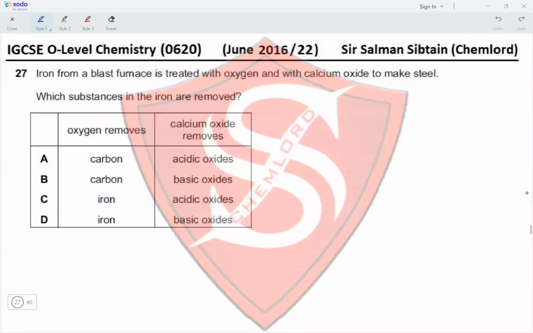Question 27. Iron from a blast furnace is treated with oxygen and with calcium oxide to make steel. Which substances in the iron are removed? When it's treated with oxygen, carbon is removed. That eliminates options C and D. And when it is treated with calcium oxide, calcium oxide itself is basic, so it will remove acidic impurities, eliminating option B and making option A the correct option for this question.